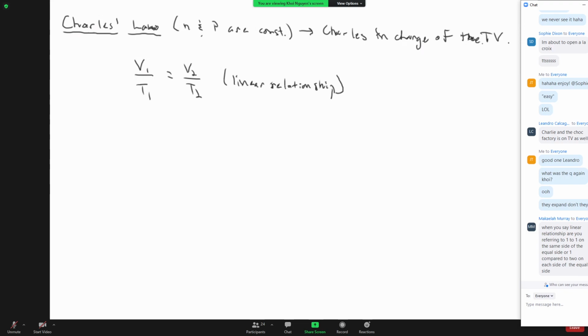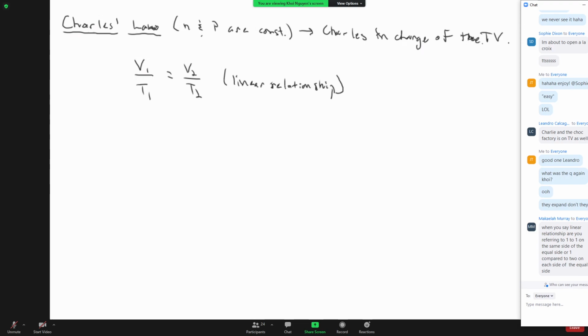So when I say linear relationship, that means that if I increase temperature by a factor of 2, I increase volume by a factor of 2. Equal amounts. And when I say inverse relationship, I mean that when I double something, the other one gets halved.